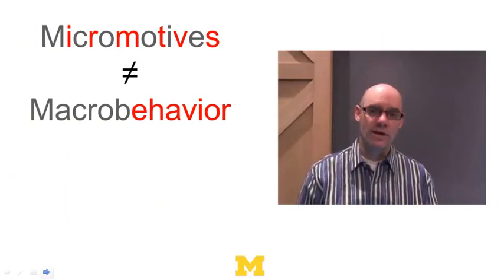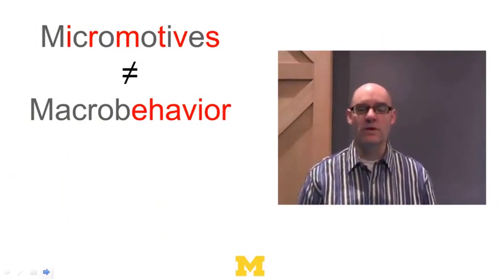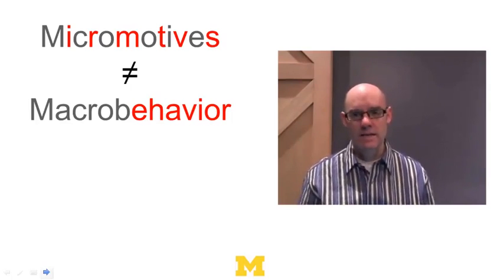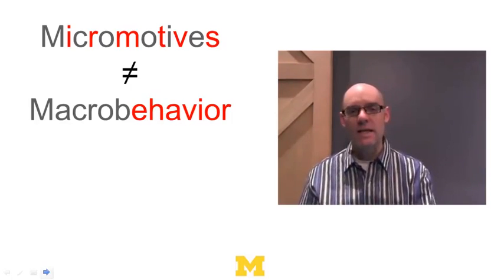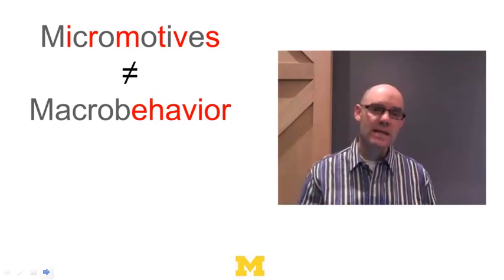And in fact, Schelling has a book. The book that he's famous for is called Micro Motives and Macro Behavior, reminding us that what we see out there in the world, the macro level outcomes, need not imply what we think about the micro level behaviors of individuals.